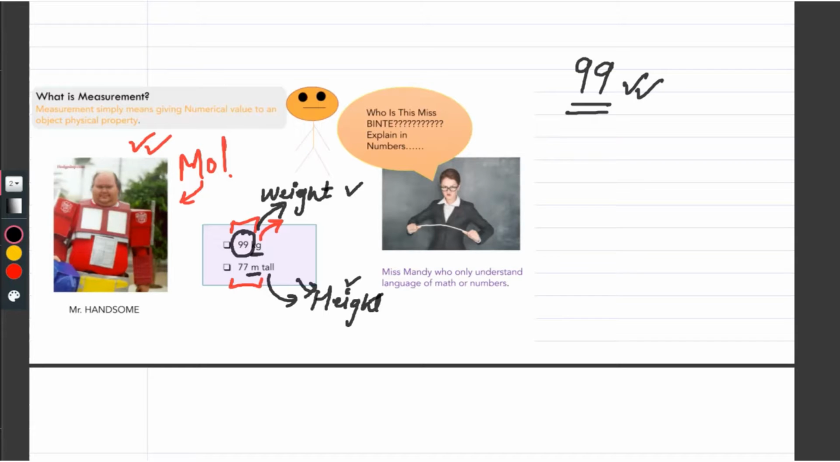It's just a number, isn't it? So I need this type of thing: kg, centimeters, meters, okay? So the first concept which we talked about is measurement, which means giving numerical value.